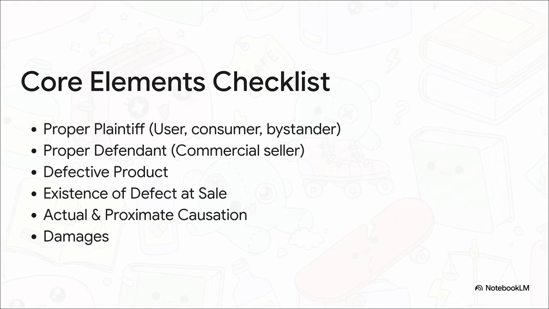First up, proper plaintiff. This can be a user, a consumer, or even a foreseeable bystander. Second, proper defendant. Now this must be a commercial seller. Remember, casual sellers, like your neighbor selling a rusty lawnmower at a garage sale, do not fit here. Next, you need a defective product, and you must prove the existence of that defect at the time of sale, basically when it left the defendant's control. Finally, you wrap it all up with actual and proximate causation and, of course, damages. Notice what's missing from this list? Fault. Like we said, the defendant's mental state is totally irrelevant.